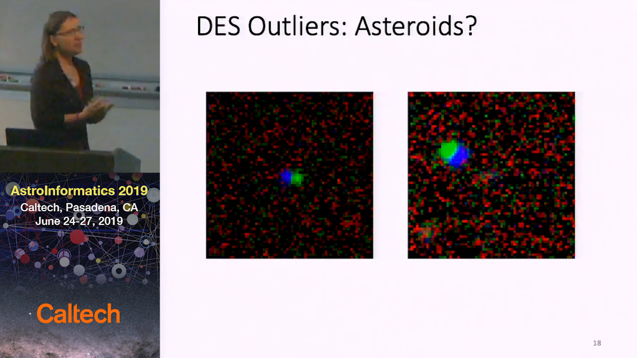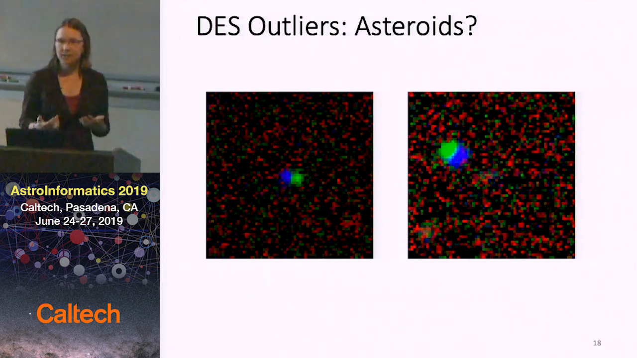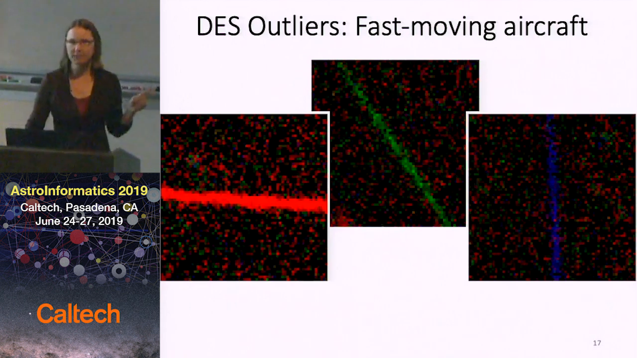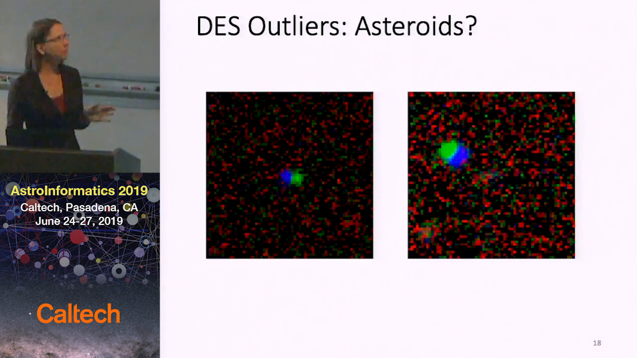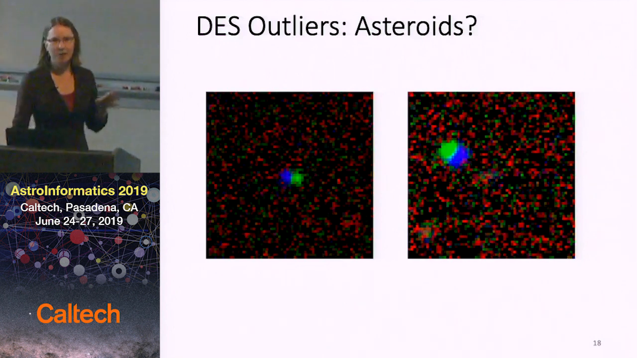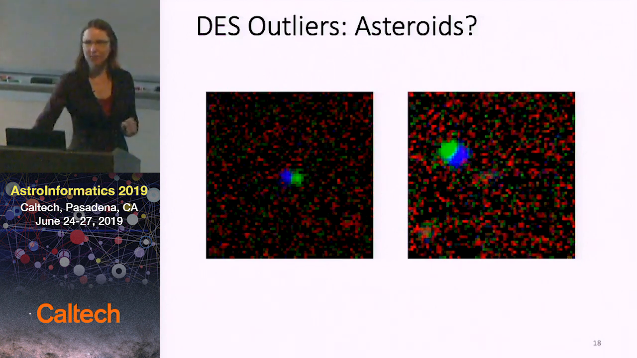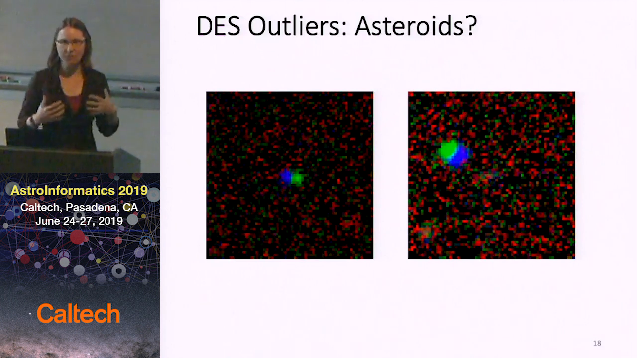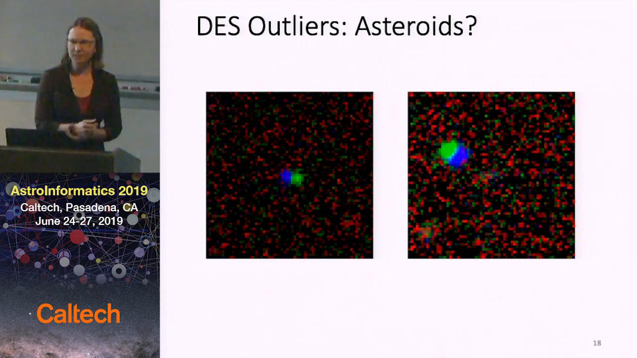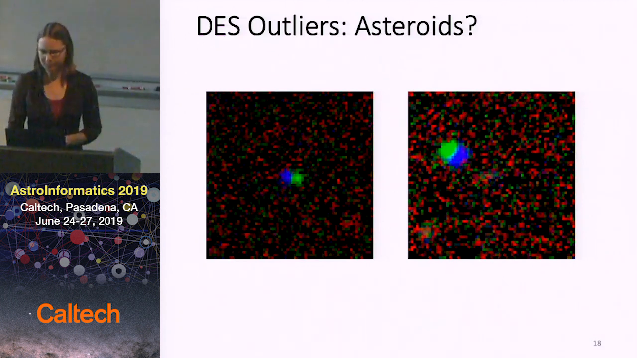So probably we think these could be something like an asteroid, not moving as fast as these guys, right? It doesn't streak across the entire field of view, but clearly it's moving between exposures. And it's not present in all of them, which is another big clue. So we also don't want these to factor into our estimates of dark matter or dark energy.